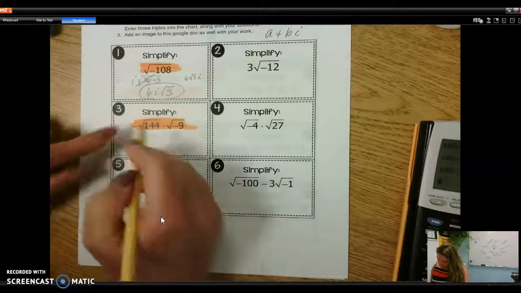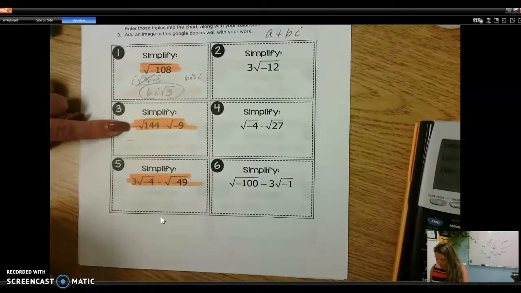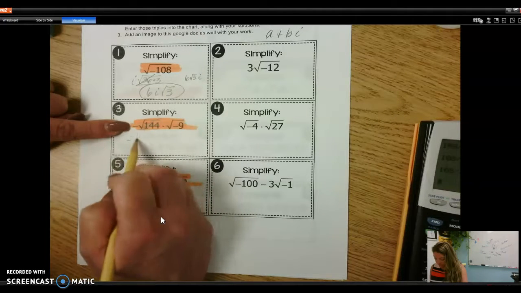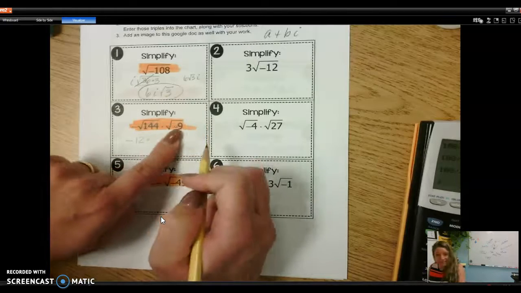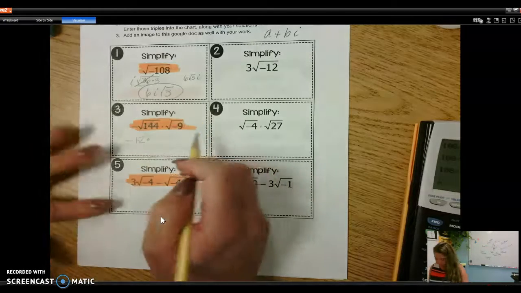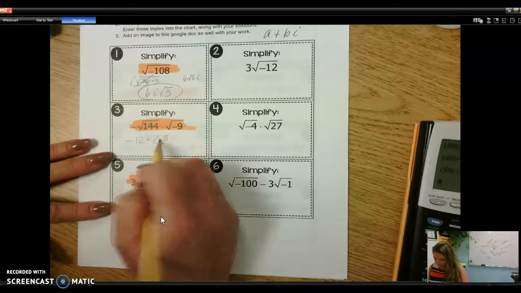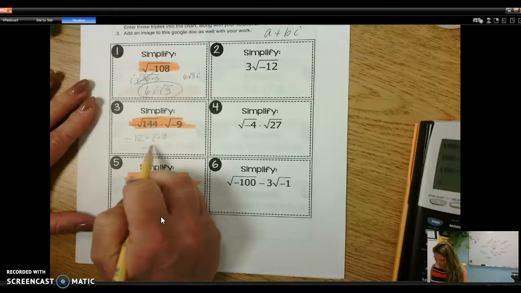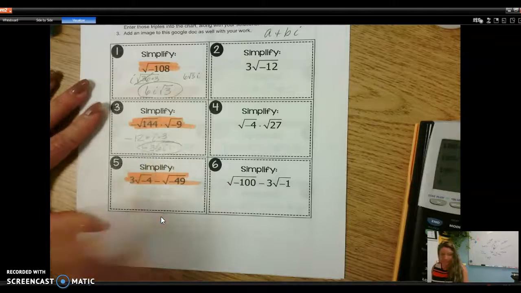So number 3, this negative is on the outside, so it's not an i. I just put my negative 1, if you want to call it that. The square root of 144 is 12 times. Here's my negative on the inside, so that does come out and become an i. And I know that the square root of 9 is 3. So now I'm just going to clean all of this up. Negative 12 times 3 is negative 36, so this becomes a negative 36i.